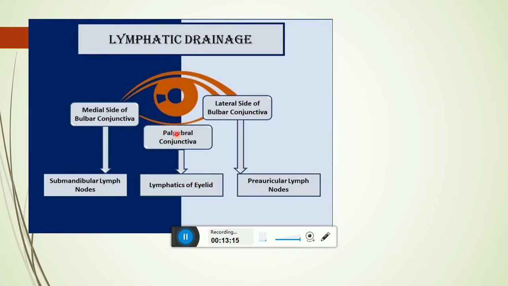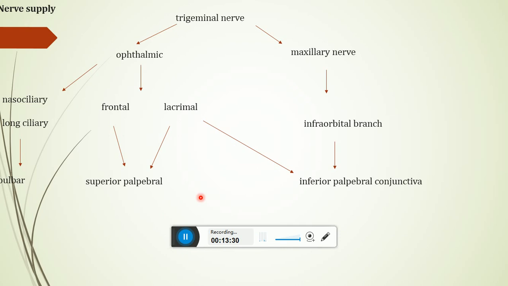Lymphatics in the palpebral conjunctiva are drained by lymphatics of the eyelids. The lateral side of bulbar conjunctiva drains to preauricular nodes. The medial side of bulbar conjunctiva drains to submandibular lymph nodes. The nerve supply is from the trigeminal nerve. The palpebral conjunctiva is supplied by the maxillary nerve branch and ophthalmic nerve branch, while the bulbar conjunctiva is supplied by the ophthalmic branch.